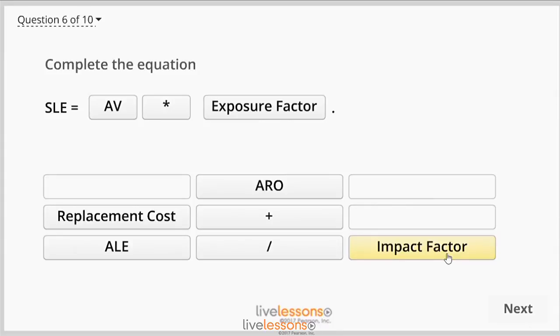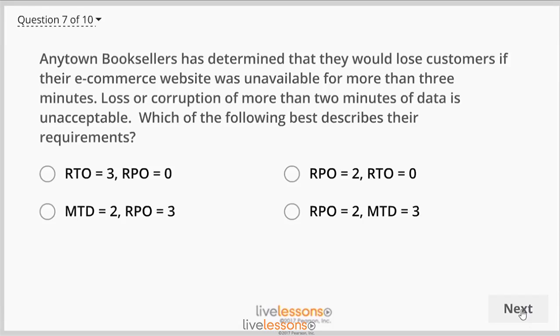So you want to eliminate the other ones and also be on the lookout for when abbreviations are used and when they're not. AV might be written as asset value or AV. Exposure factor might be written as exposure factor or EF. So even in the acronyms, make sure you always know what the acronyms stand for. All right, on to our next.